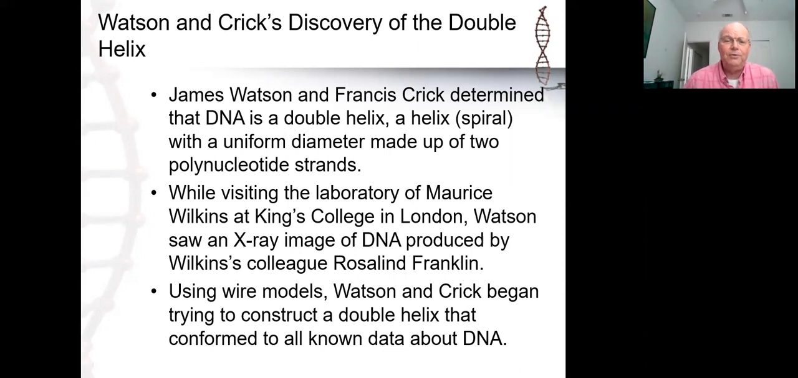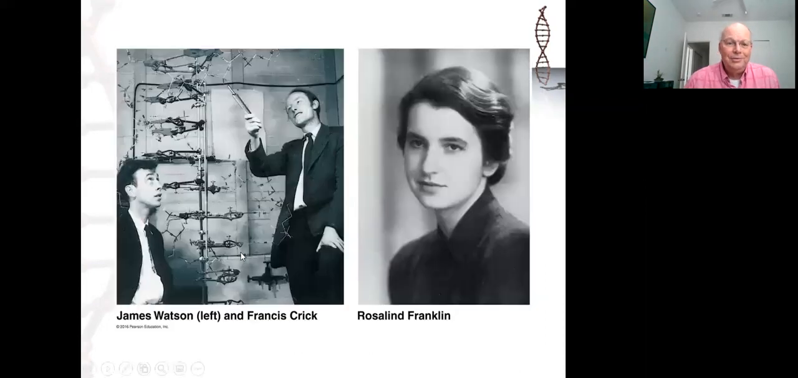And eventually they built a wire model. This is the first model that they built, and it is on display at the Natural History Museum in London. You can go and see this. It's in a glass case. I've seen it. This is their original model of the DNA molecule that conformed to all the chemical information and also to Franklin's X-ray image. And this is actually built to scale.